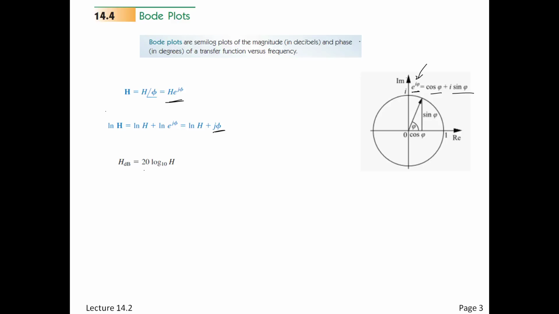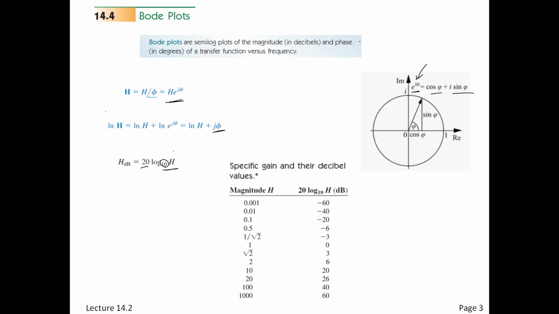And as a general magnitude, since we're not talking about power, we're talking about 20 times the log to the base 10. Notice we changed this. That was consistent with decibels. 20 log to the base 10 of h. And this makes h not a power function, according to our previous discussion, but just a magnitude function.